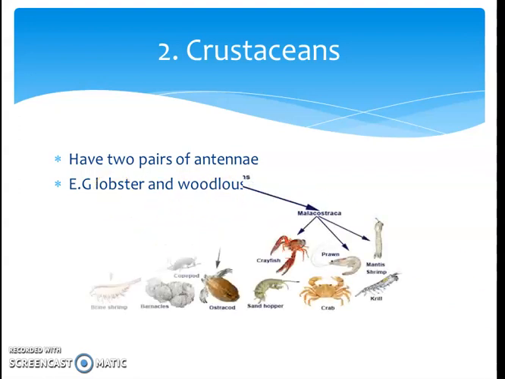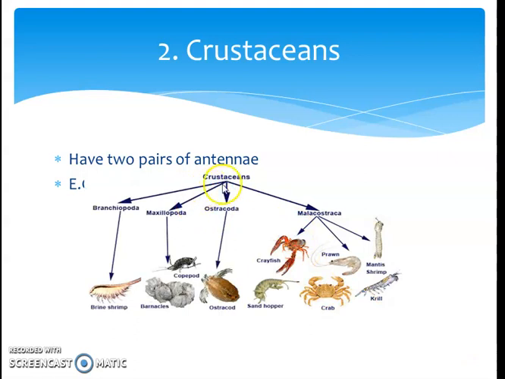Here you can see this is the division. They are further divided into different groups. Here are almost all the examples you can see from different subgroups of this group, but here we just have to take the basic properties only, so we are not going into much detail. You just have to know their first property is that they have two pairs of antennae, and a few examples that you have to remember at this level.